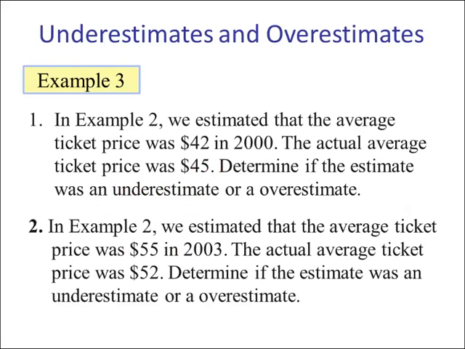In example 2, we estimated that the average ticket price was $42 in 2000. The actual average ticket price was $45. Determine if the estimate was an underestimate or an overestimate. Number 2, we estimated the average ticket price was $55 in 2003. The actual ticket price was $52. Determine if this estimate was an underestimate or overestimate. Let's look at a visual.